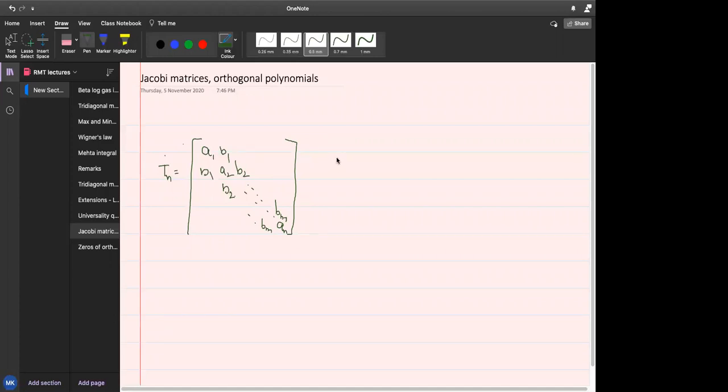Let us say the characteristic polynomial is this determinant of zI minus Tn. If I take the top n minus 1 by n minus 1, I'll just call it Tn minus 1. Let's say phi n is this. So this is the characteristic polynomial. You just expand it on the last row. So what you see is that it is z minus an.